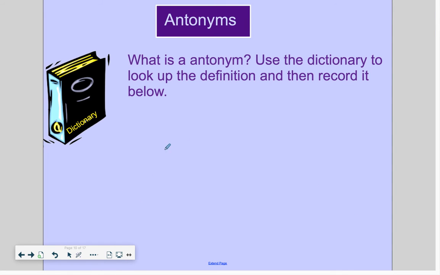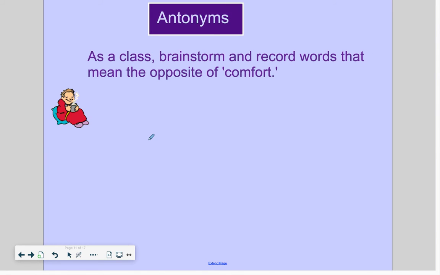What we're going to do is look at antonyms. So what is an antonym? Use a dictionary to look up the definition. Well, an antonym is a word that means the opposite of a word. So it's maybe a little easier than synonyms, in that synonyms might require you to look for a specific meaning, whereas antonyms are just the opposite of the word we give you.